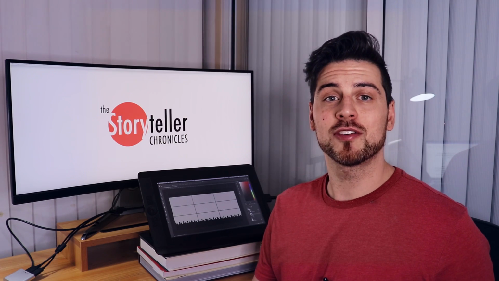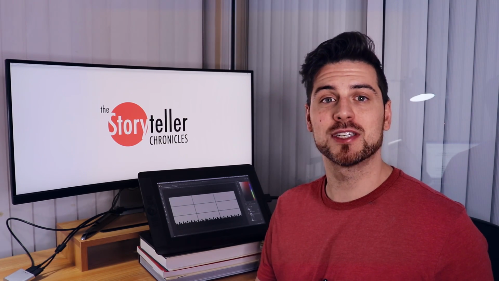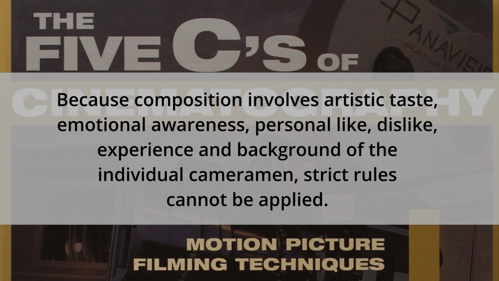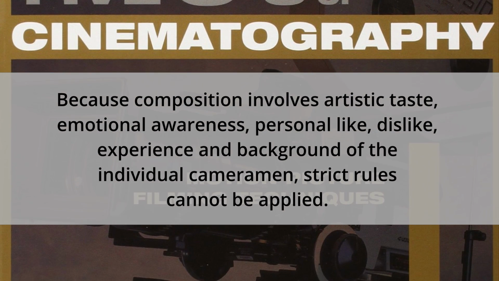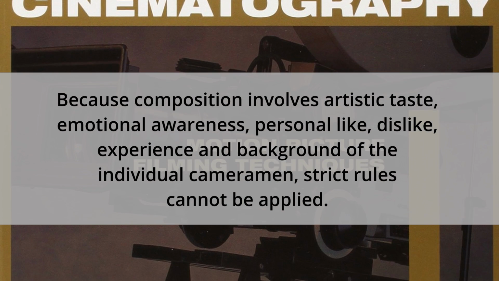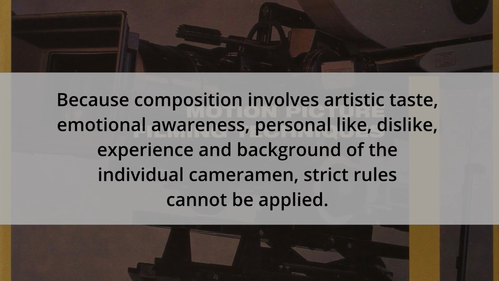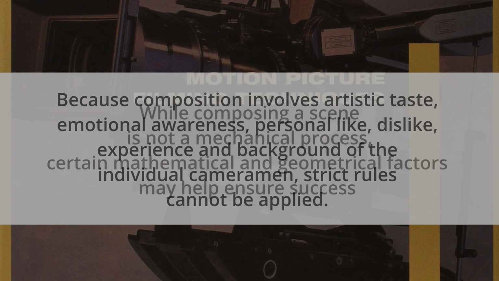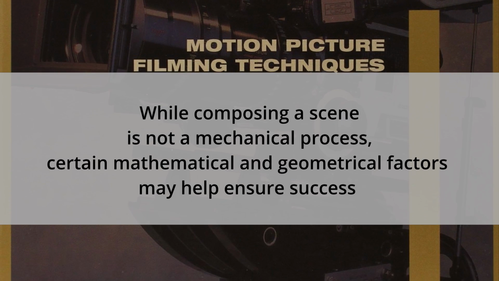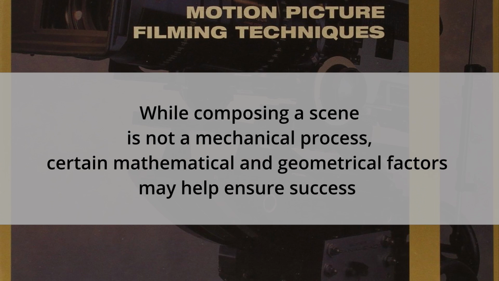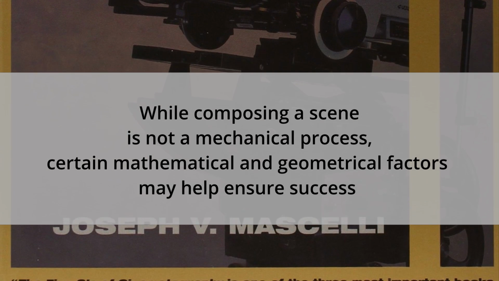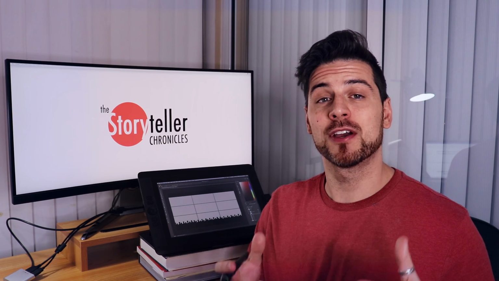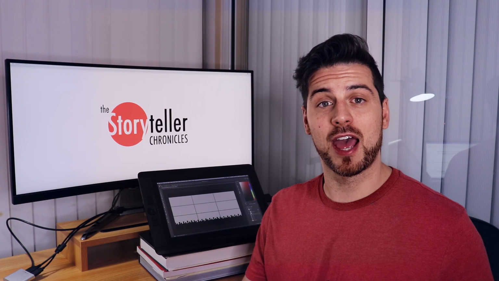And as Joseph Mascelli says in his classic The 5 C's of Cinematography, because composition involves artistic taste, emotional awareness, personal like, dislike, experience, and background of the individual cameraman, strict rules cannot be applied. While composing a scene is not a mechanical process, certain mathematical and geometrical factors may help ensure success. This means that even if good composition is not completely teachable, there are some guidelines that can help improve it.